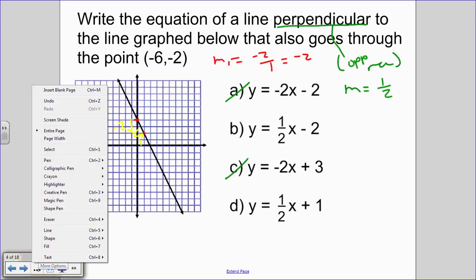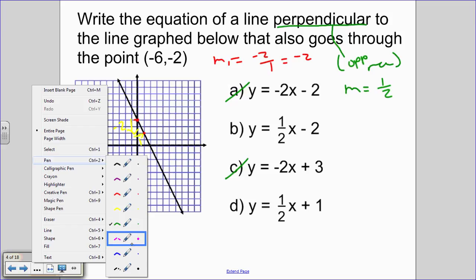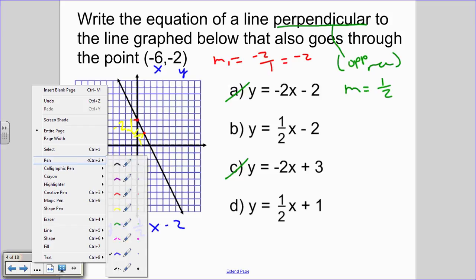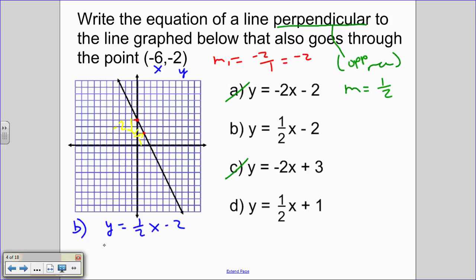Now with the remaining choices, we're going to use the point that they give us and substitute the values for x and y. If I'm looking at B, B says that y is equal to 1 over 2 x minus 2. So when I replace x and y in this equation, y turns into -2 and x turns into -6. Now I have to see if -2 on the left side is equal to everything on the right. So bring down my -2.